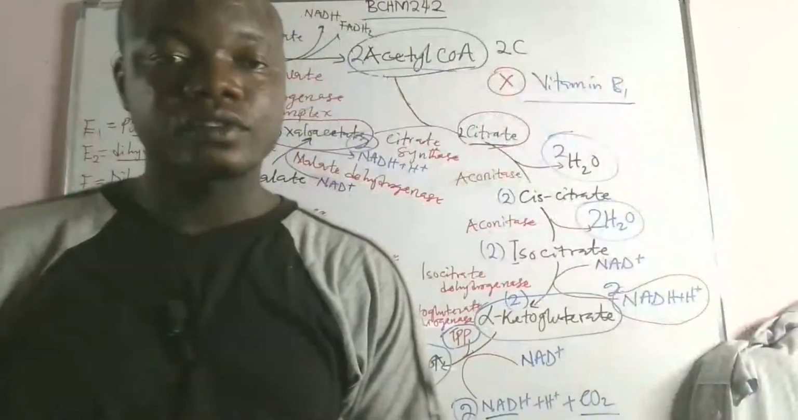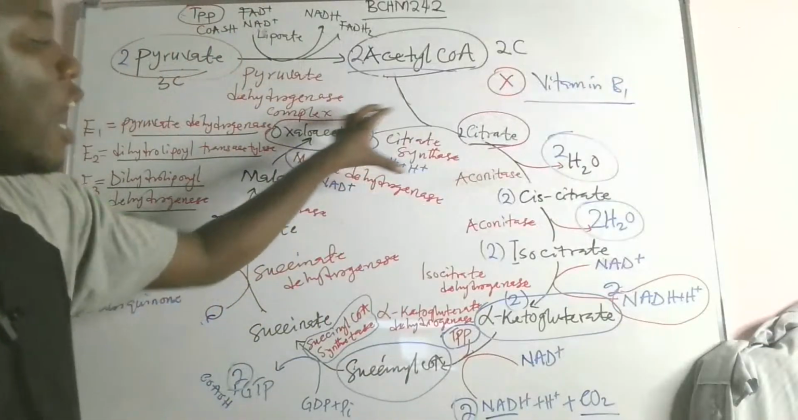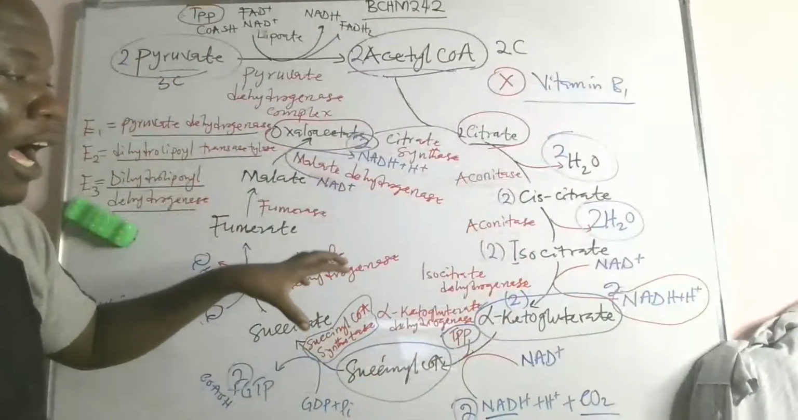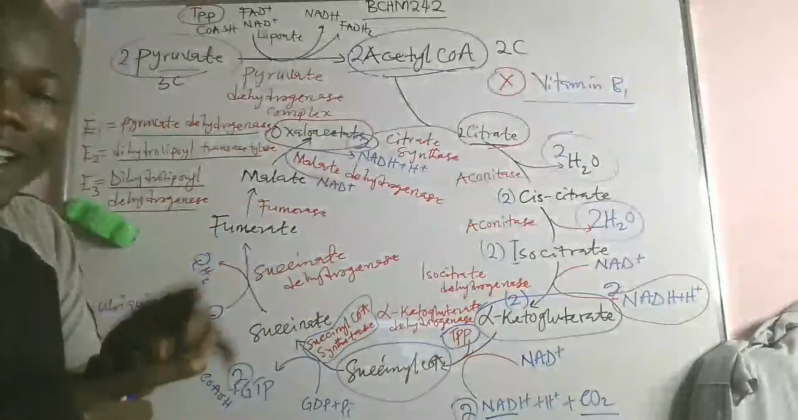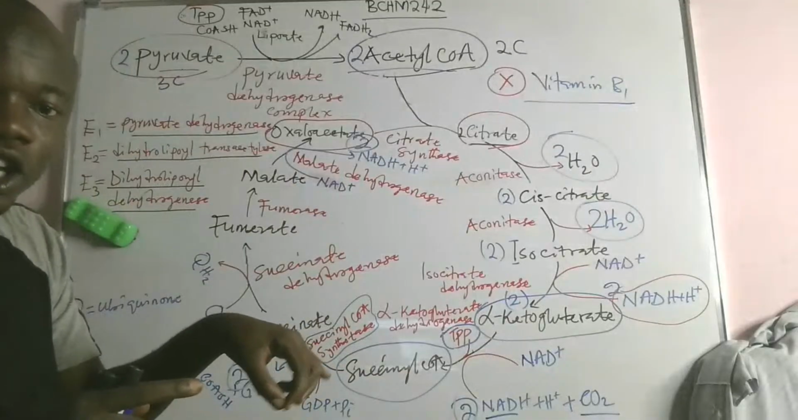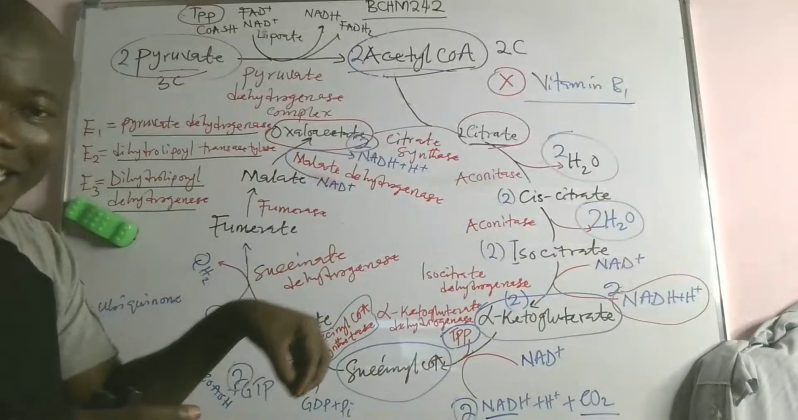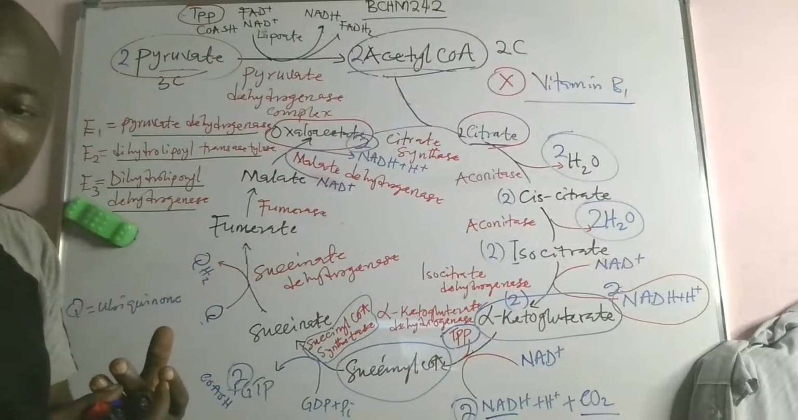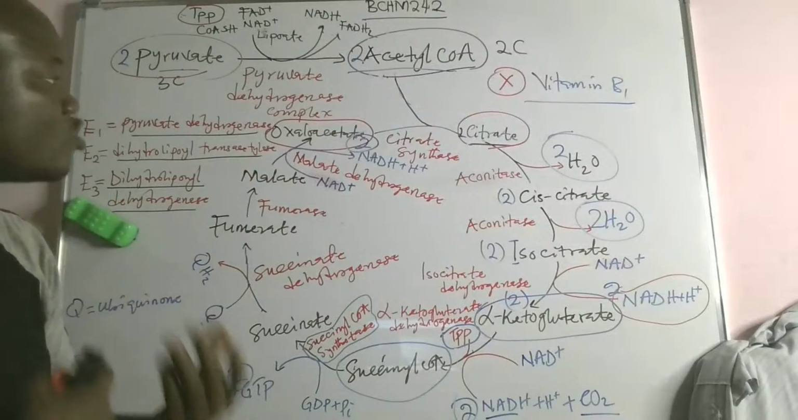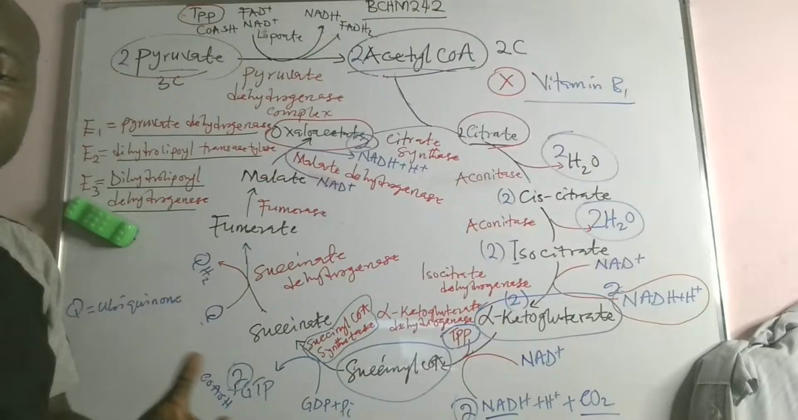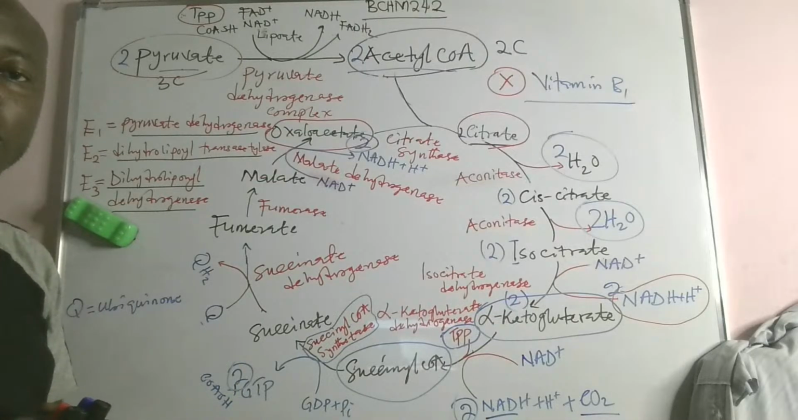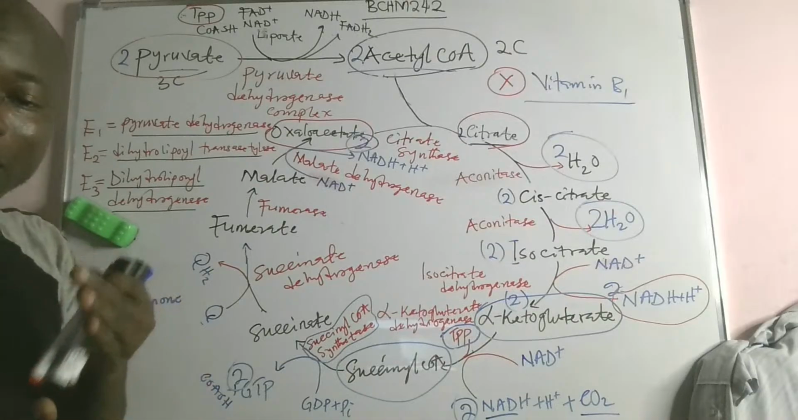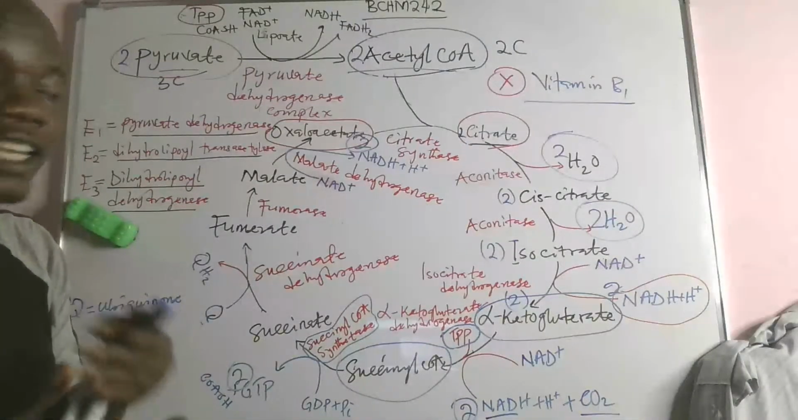So now, if you look at it, at how many steps do we generate NADH? Please, you should be fast in answering these questions because time is going. I don't want to take too much time. At how many steps do we generate NADH?